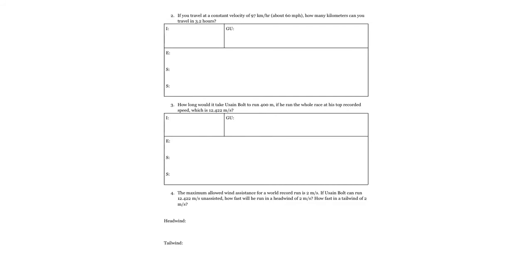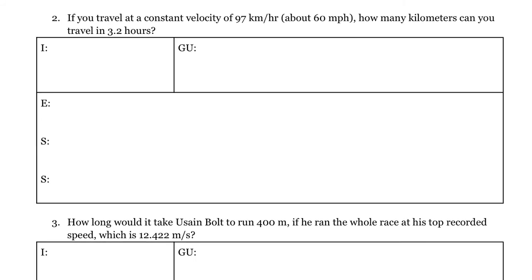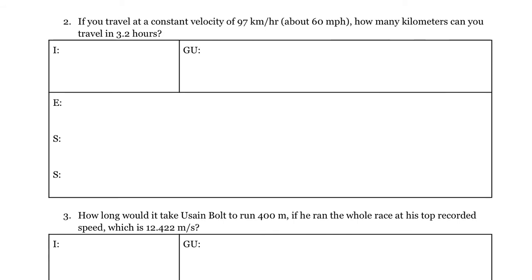All right, let's go ahead and look at number 2. Number 2 says if you traveled at a constant velocity of 97 kilometers per hour, which is about 60 miles per hour, how many kilometers can you travel in 3.2 hours? So we're going to go ahead and draw an image. It says if I travel this far, or this distance, this speed, this time, whatever. So I'm going to draw a person. I like to make them going right. And we're traveling at a constant 97 kilometers per hour. So I'm just going to write that here on my picture. And it asks how many kilometers can you travel in 3.2 hours.